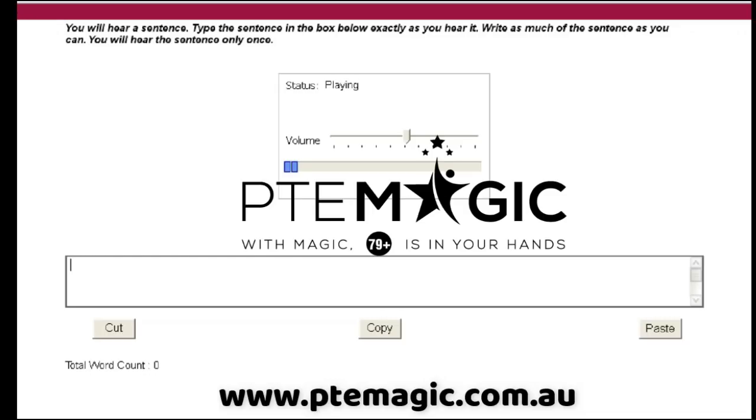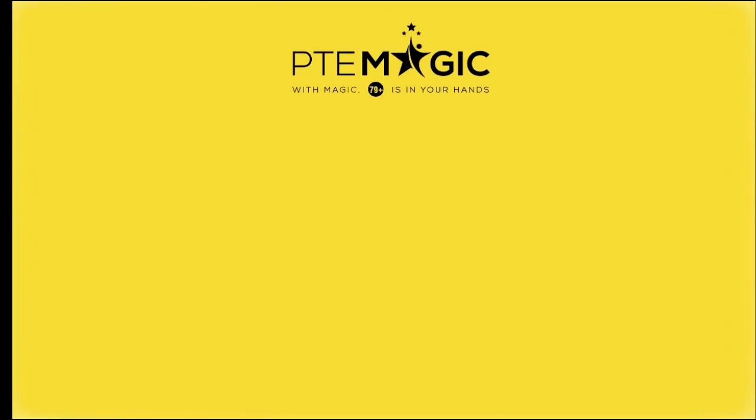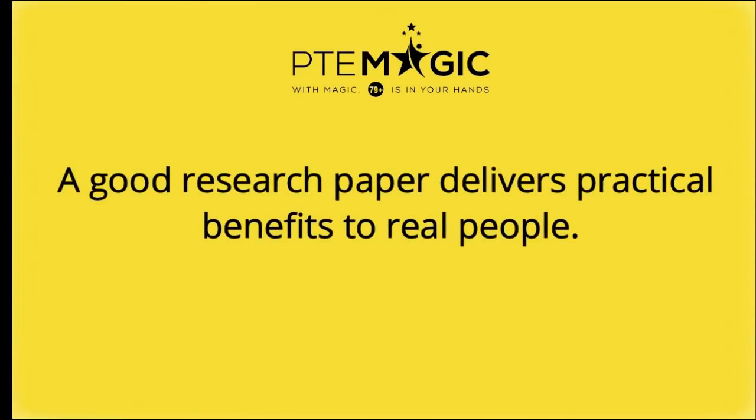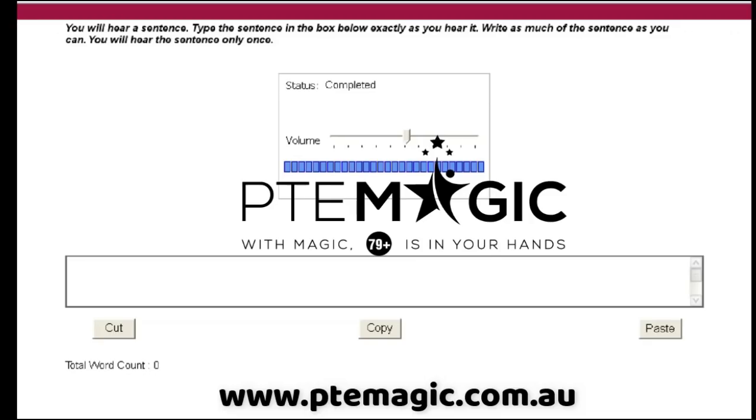A good research paper delivers practical benefits to real people.